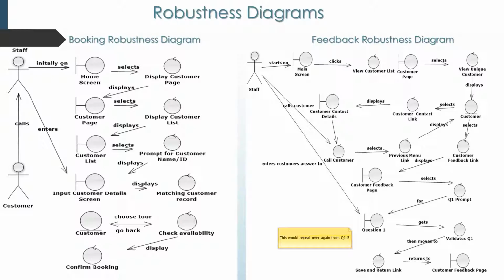Entities, boundaries and controllers are included in both diagrams to create the different steps and scenarios that are involved. The feedback robustness diagram has been cut short by only displaying the actions that would occur for asking question 1. This is due to the presentation not being able to clearly fit. However, this process would just be repeated a further 4 times and follow on to the final step of save and return link, and then to customer feedback page.